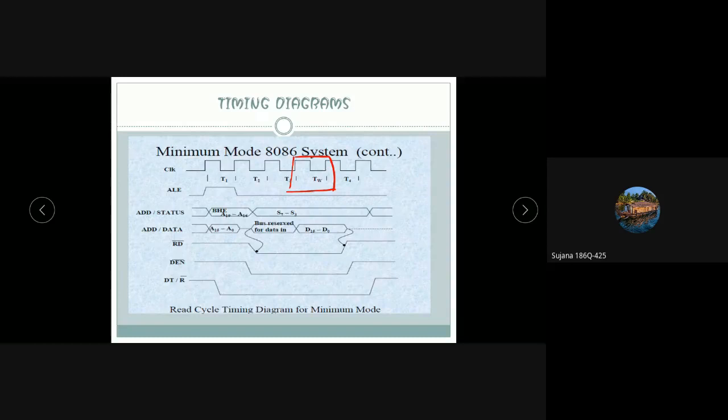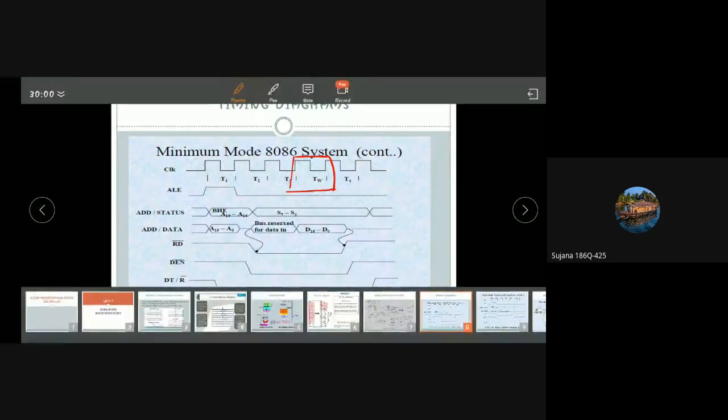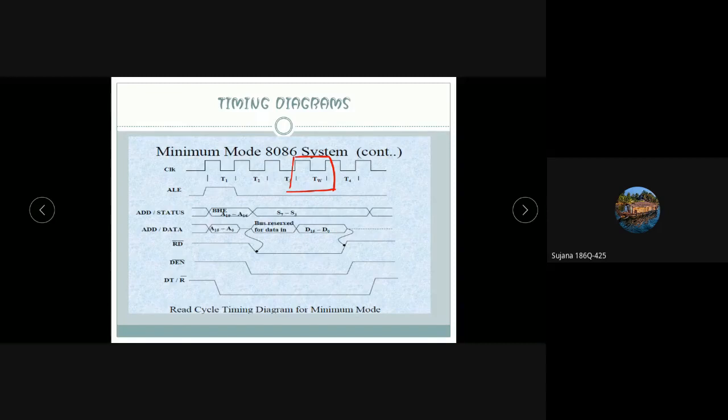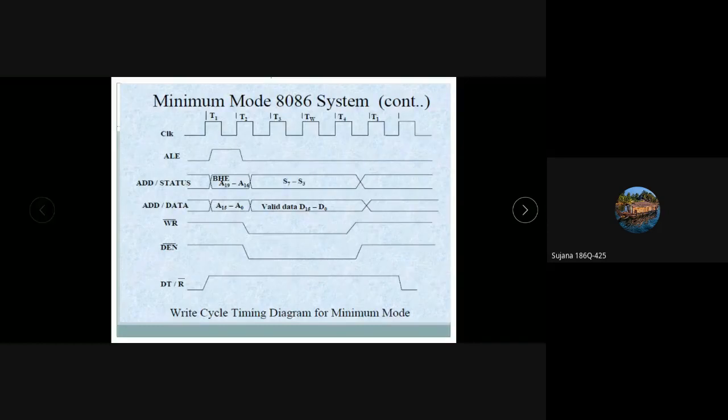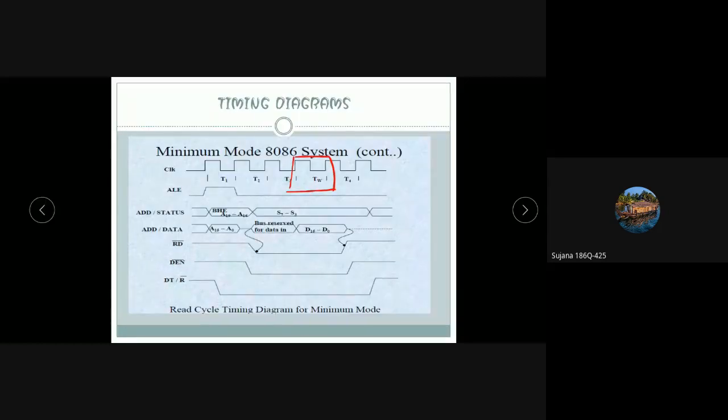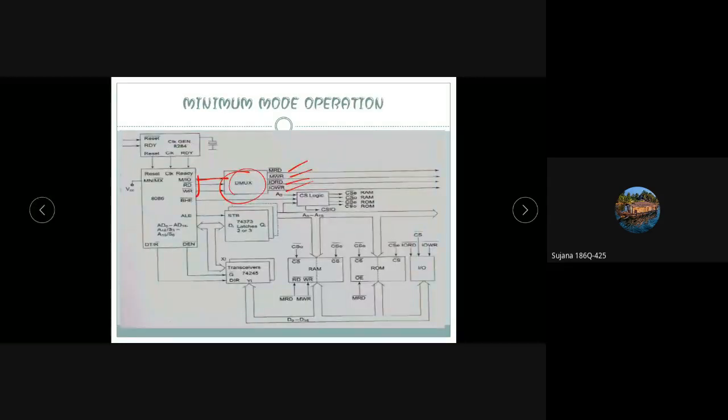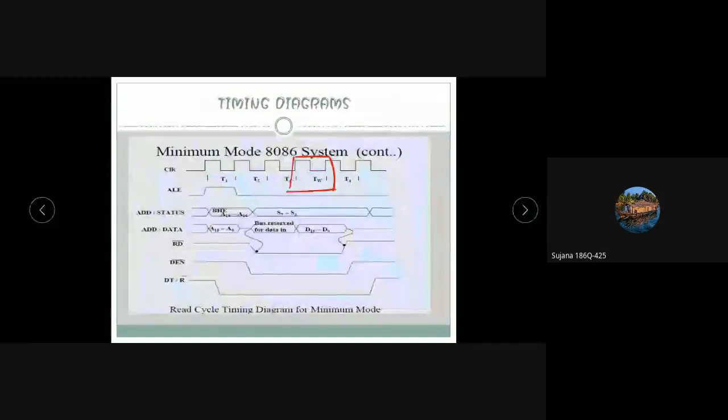So first, this is the read cycle. This is the minimum mode read cycle diagram. We have timing diagrams for the read cycle and write cycle. The working of the minimum mode configuration can be described using these read and write cycles. This is the write cycle diagram and this is the read cycle diagram. The working will be explained in terms of these timing diagrams only. The construction part I have done earlier; before, I explained how the construction is done for minimum mode operation, and here the operation will be explained with these timing diagrams.